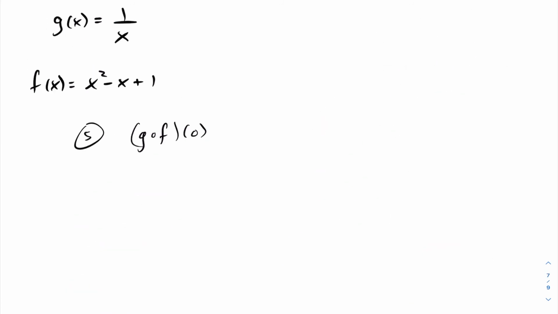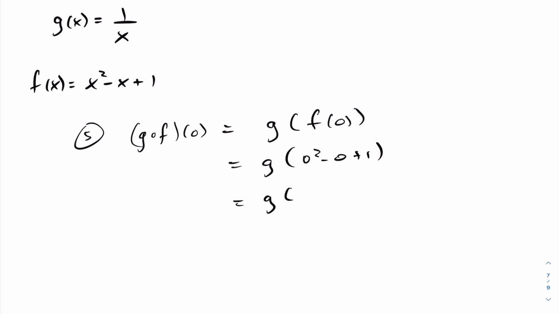So continuing on here, we want g composite f at 0, and this is going to be g acting on f at 0. Well, f at 0 is going to be 0 squared minus 0 plus 1, and as you know, that's equal to 1, and g at 1 is 1 like we discussed earlier. So once again, we get 1.